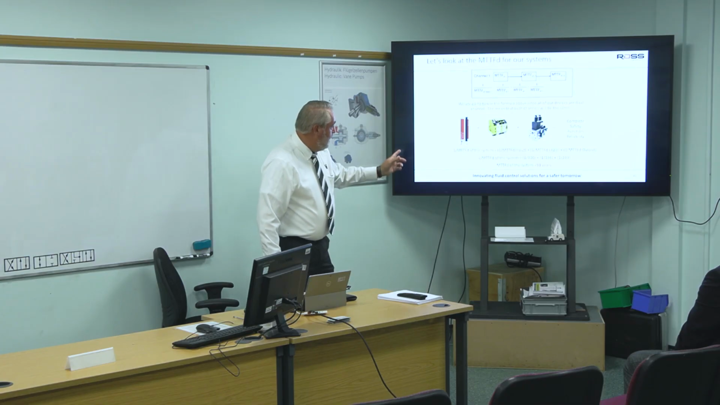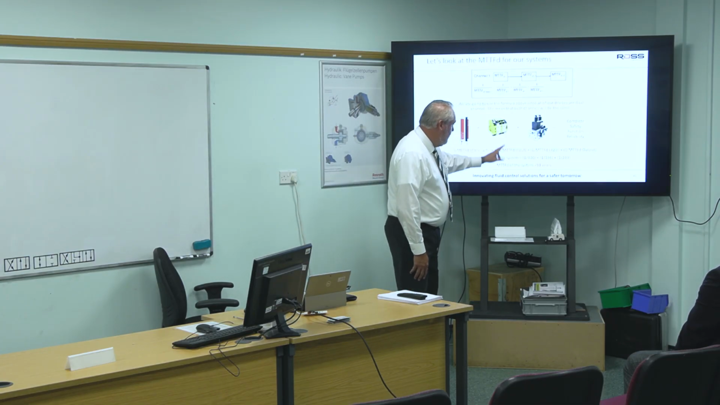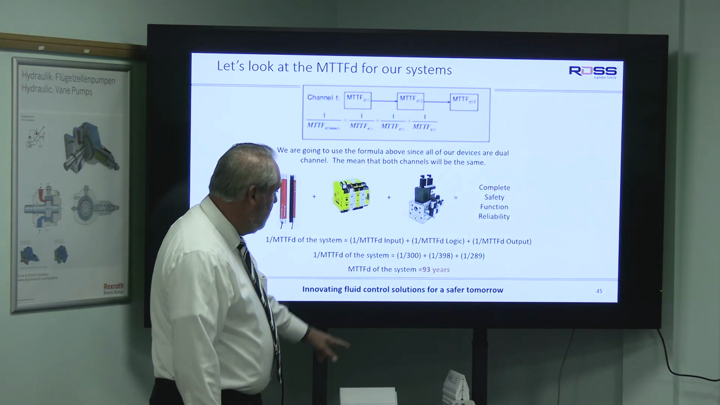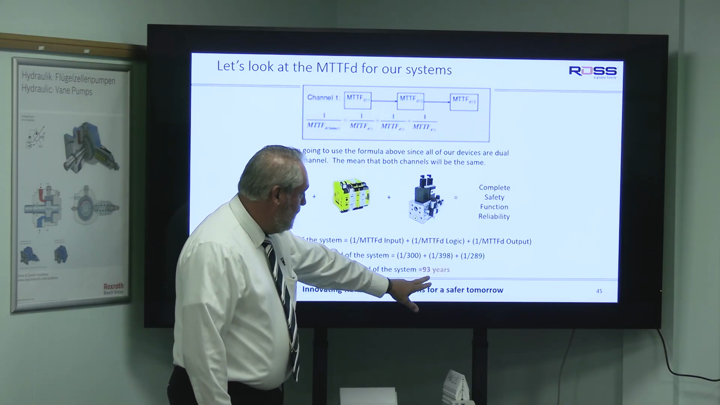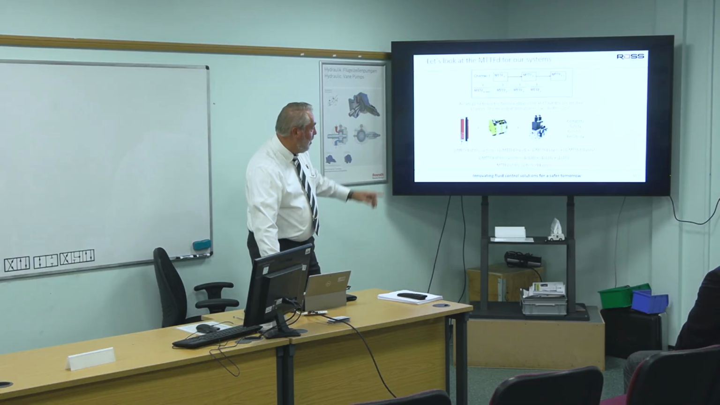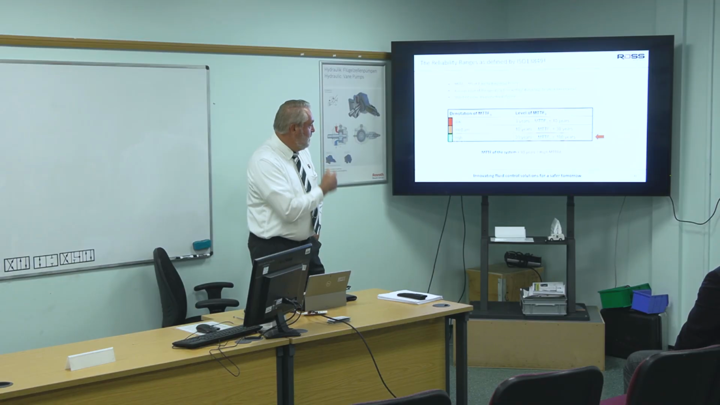And when I take that value, 289 years for that valve, 398 for the controller, and it was 300 for the light curtains, and I do my calculation, it comes out to 93-year reliability. It'd be 93 years before I'd have my first dangerous failure. And that tells me that's high reliability.